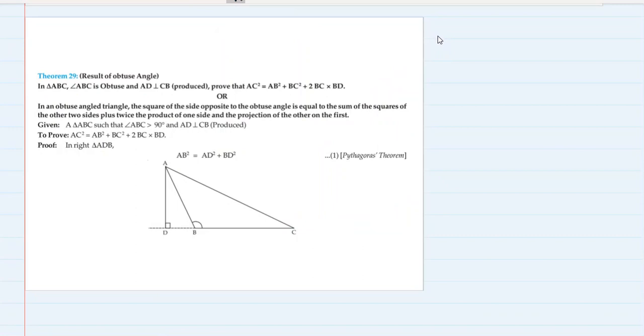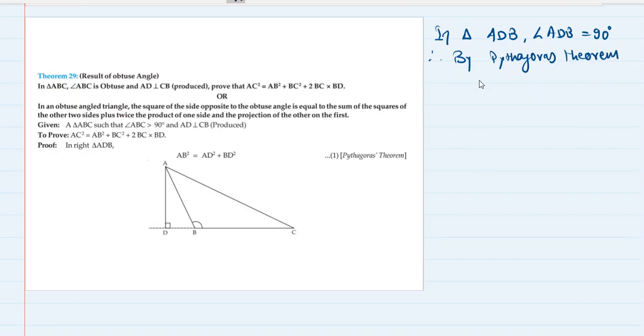So I see two right angle triangles. In triangle ADB, I'm going to apply Pythagoras theorem. In triangle ADB, angle ADB is equal to 90 degrees. Therefore, by Pythagoras theorem, this is the way you write actually, AD square plus DB square is equal to AB square. Make it equation number 1.